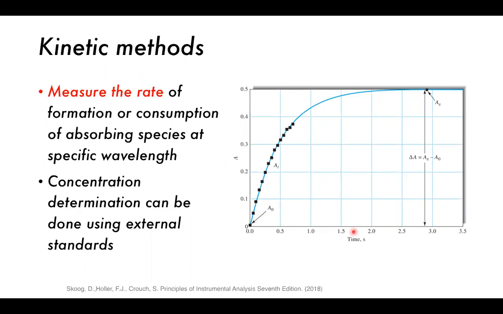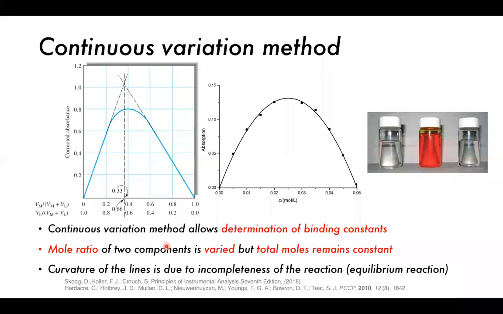And so then you have time across here and the absorbance here. So this is presumably the formation of some chromophore. You can see here, we measure it at fractions of a second, and then we can fit this to our curve like so. So we can see this is a very fast reaction. So concentration determination can be done using external standards.